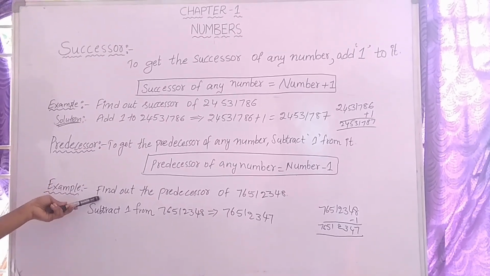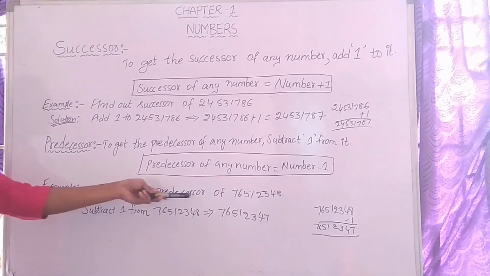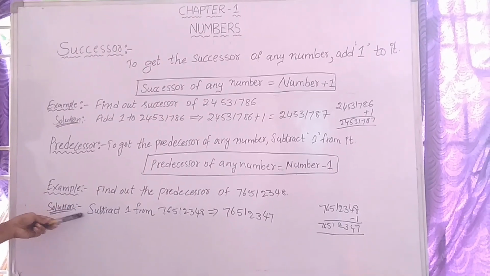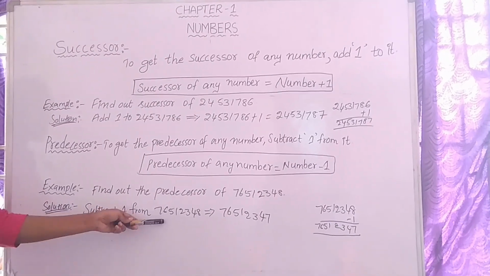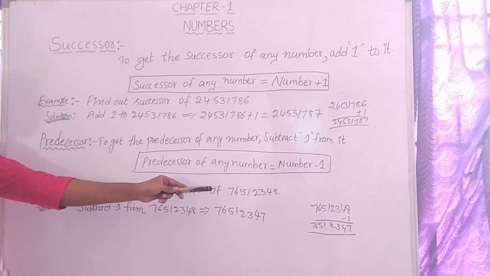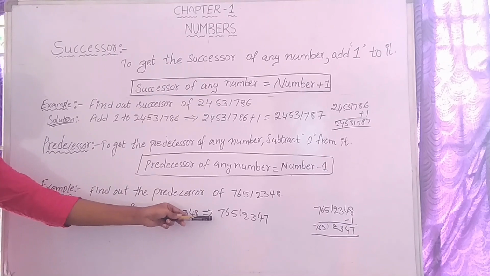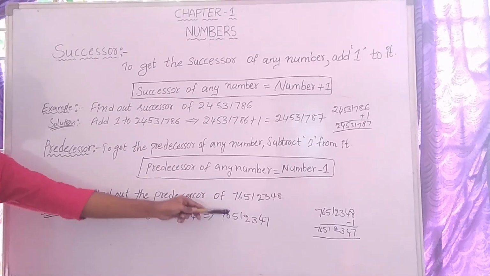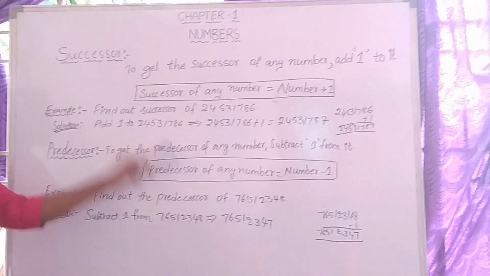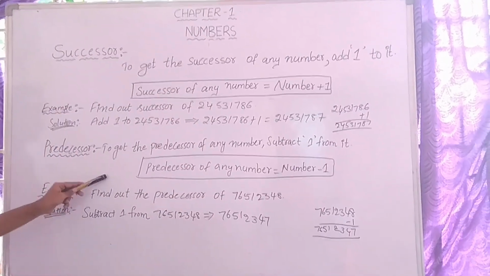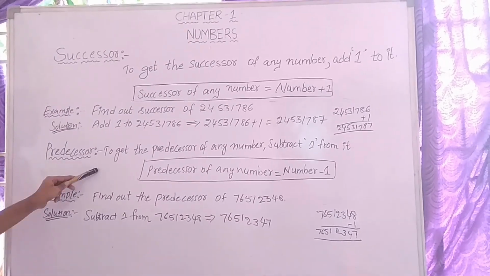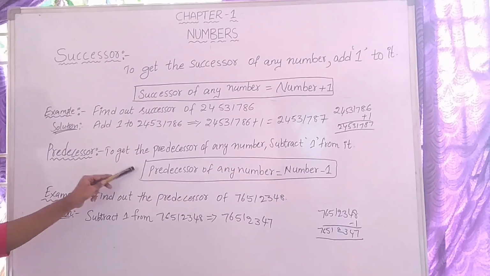I am taking one example. Find the predecessor of 76512348. Solution: subtract 1 from this number. We are subtracting 1: 76512348 minus 1 gets 76512347. This is the concept of successors and predecessors. Successor means very simple, we have to add plus 1. Predecessor means we have to subtract minus 1.